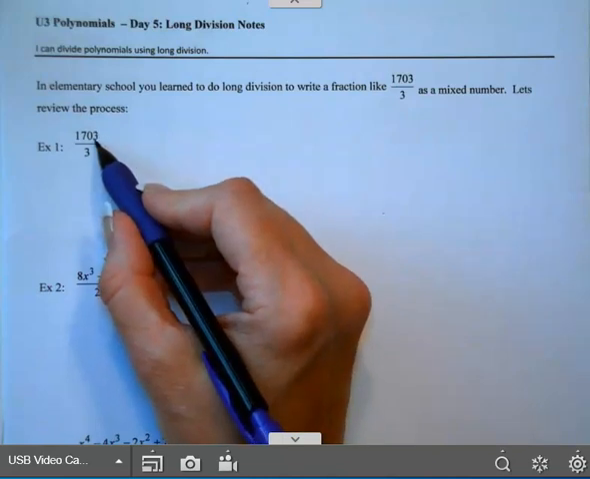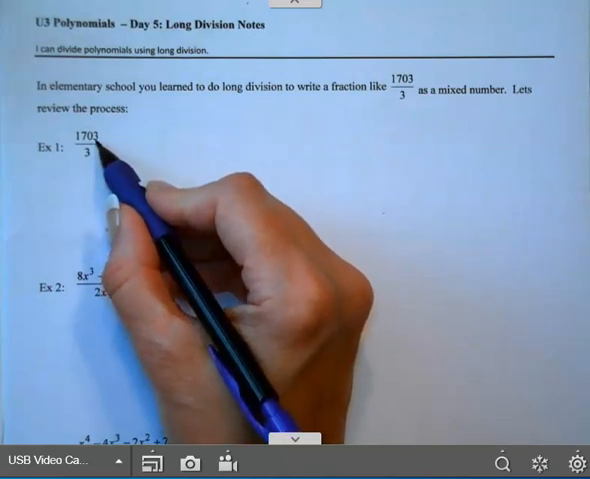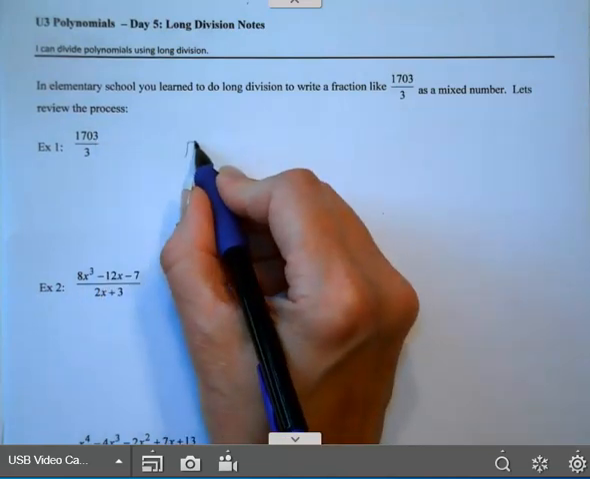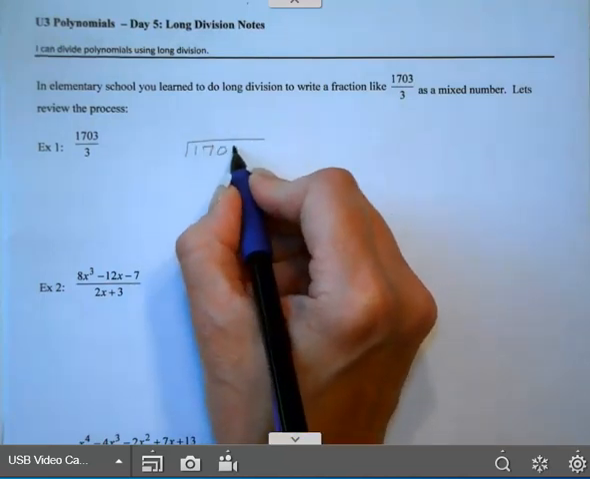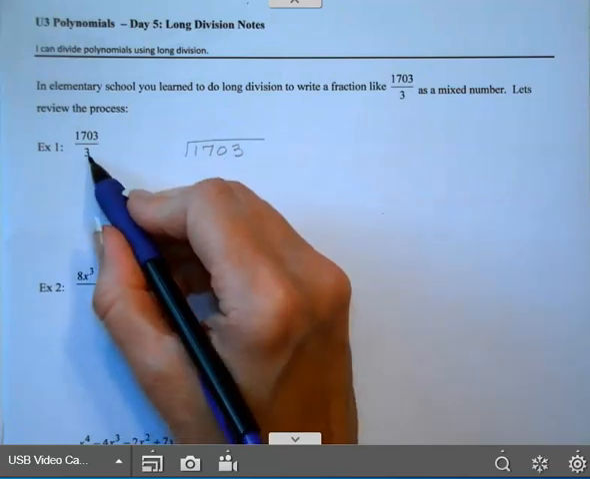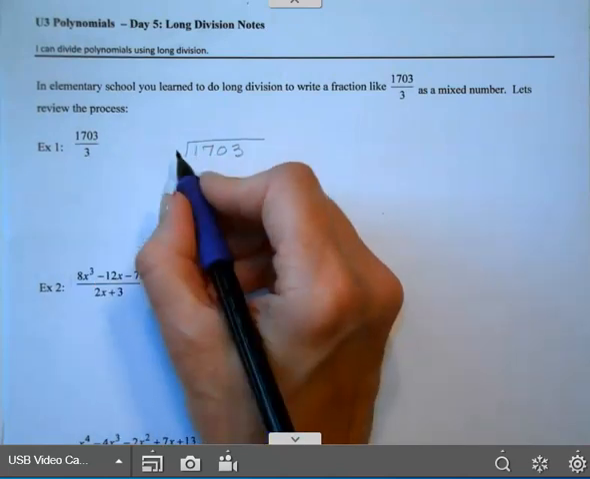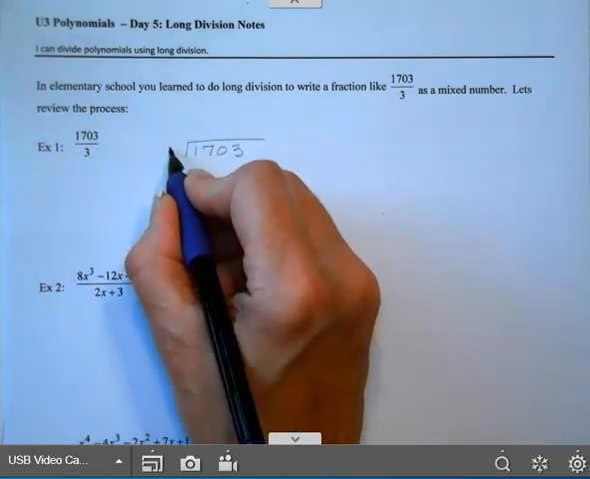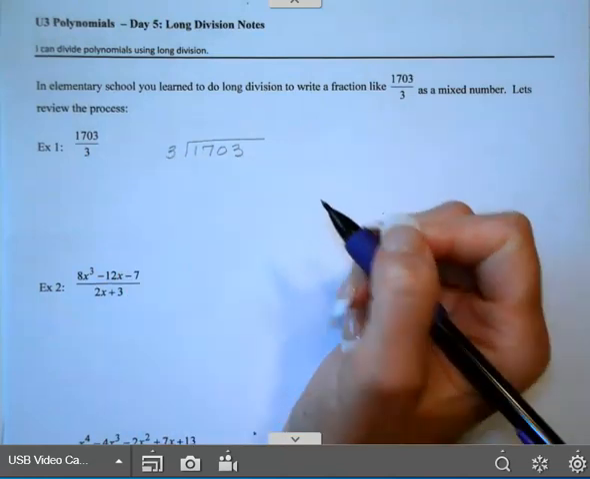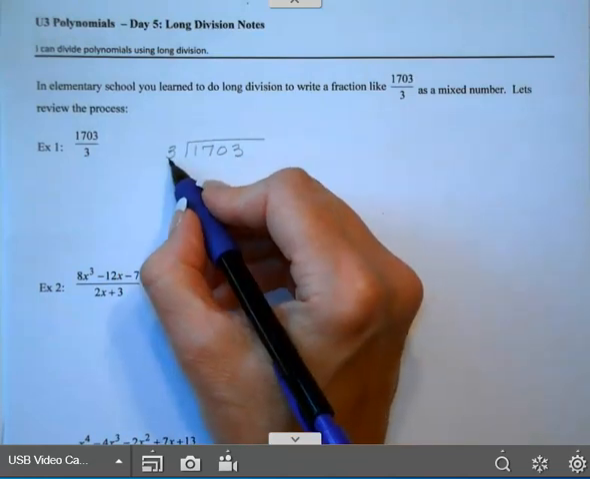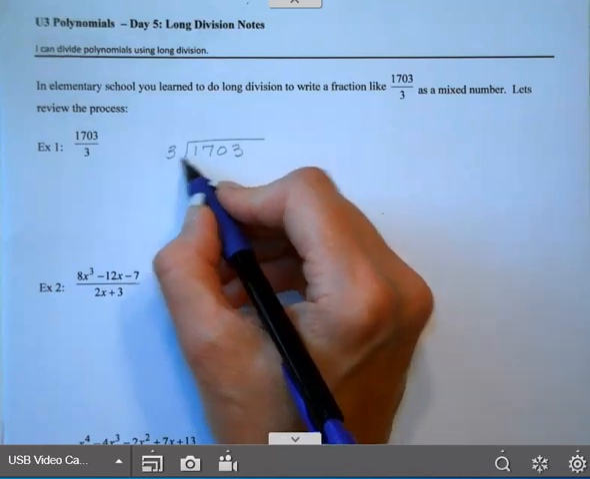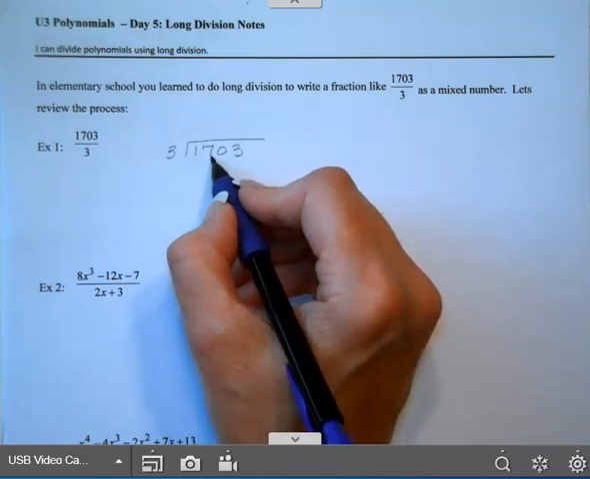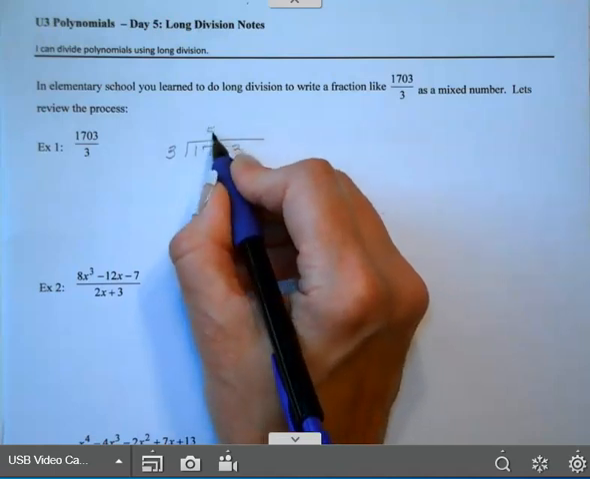The 1,703 is called the dividend, and that goes inside. And the 3 that we're dividing by is called the divisor, and that goes on the outside. And then we try to take 3 into 1. It doesn't go in evenly. So now we need to take 3 into 17, and that does go into 17 5 times.